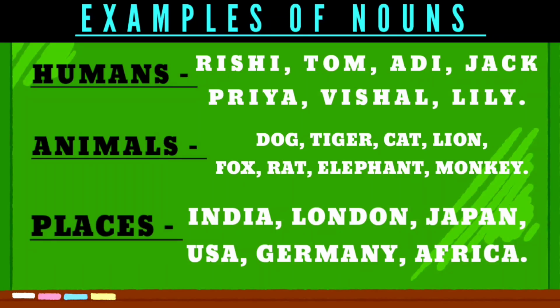So I have written here 3 examples of humans, animals and places. Places like India, Africa, Japan, Germany, New Zealand, etc. So those names work as a nomenclature to indicate any specific person or animal or any place. That is why they are known as noun, because they are indicating any specific thing or any specific object here.